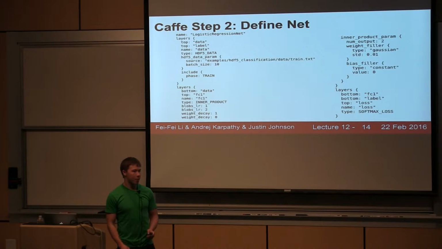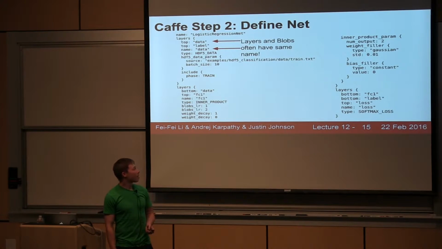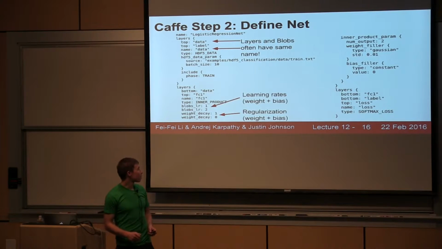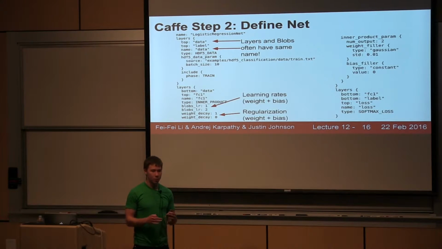A couple of things to point out about this file. One, every layer typically includes some blobs, which store the data and the gradients and the weights. And the blobs and the layer itself typically have the same name, which can be a little bit confusing. Another thing is that a lot of these layers will have two blobs, one for weight and one for bias.